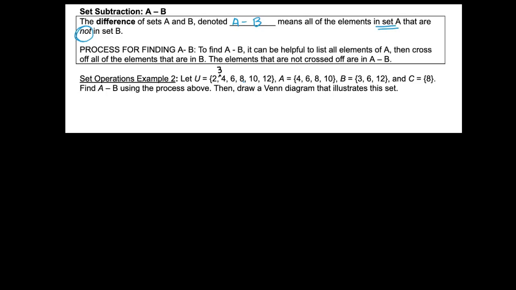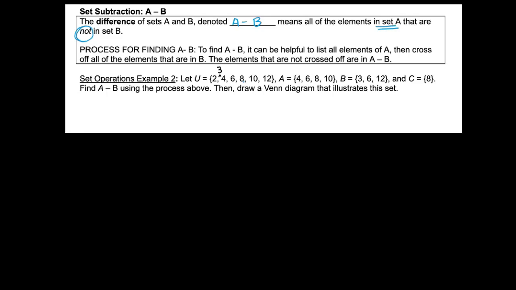So let's use set operations example 2, and we're going to consider this universal set. I forgot 3 there, so we're also going to include 3. So 2, 3, 4, 6, 8, 10, and 12. Those are the numbers in this universal set. And we have sets A, B, and C. So we're going to find A minus B using the process above.